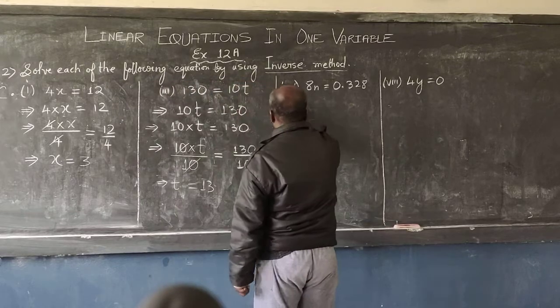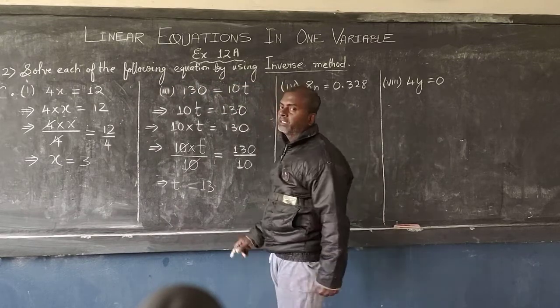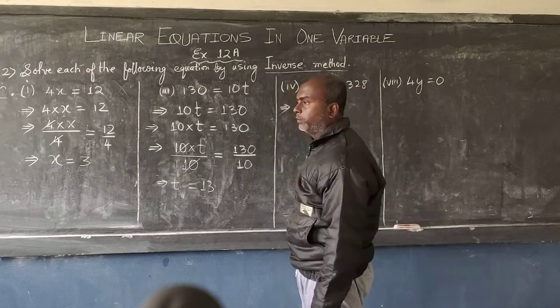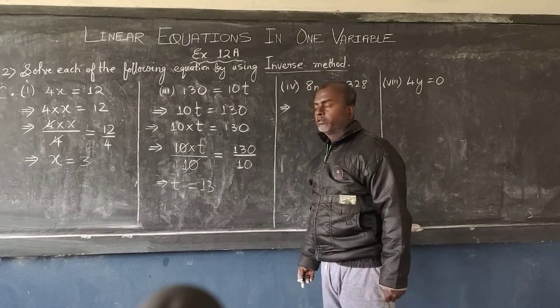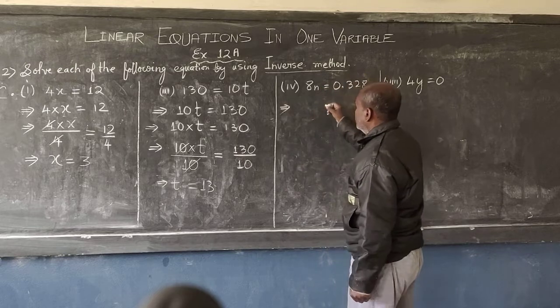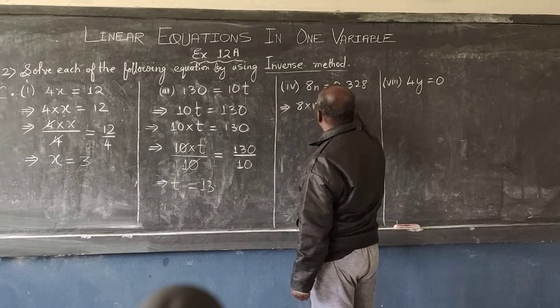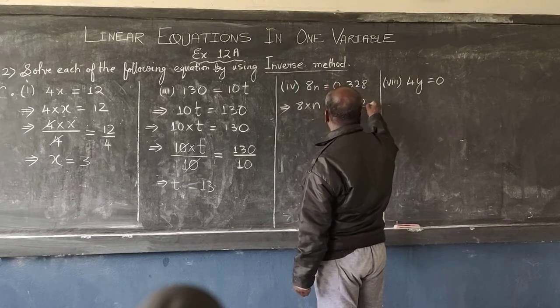Okay, coming to the fourth one. Again I am reminding whichever parts that I have not done here is your homework. Please do them. By doing you will learn. Okay, that's why homeworks are given. So 8 into n equals to 0.328.